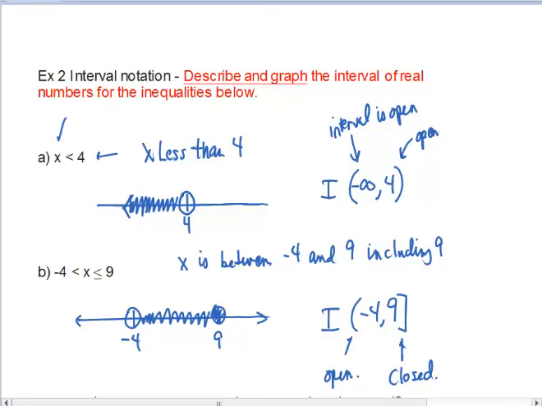So tomorrow, when we do some problems in class, we'll definitely be experiencing some different challenging problems by looking at either an inequality or looking at a graph of the interval.